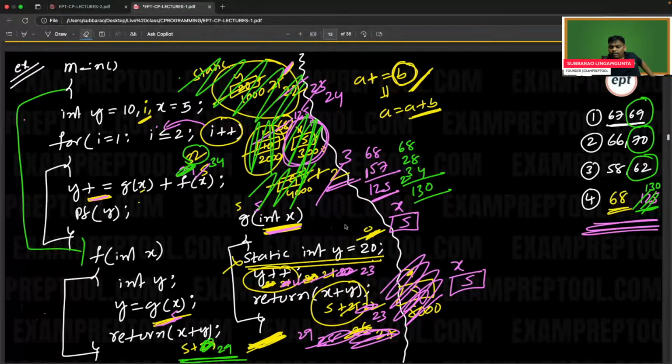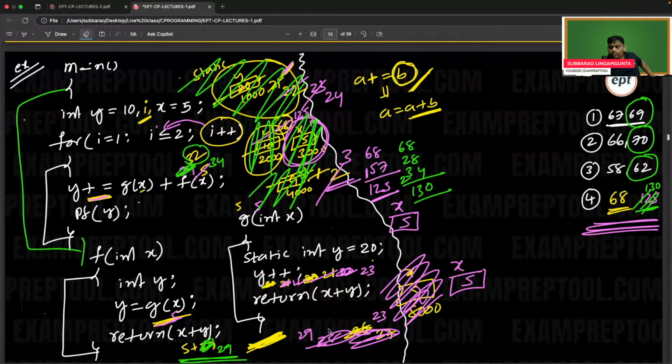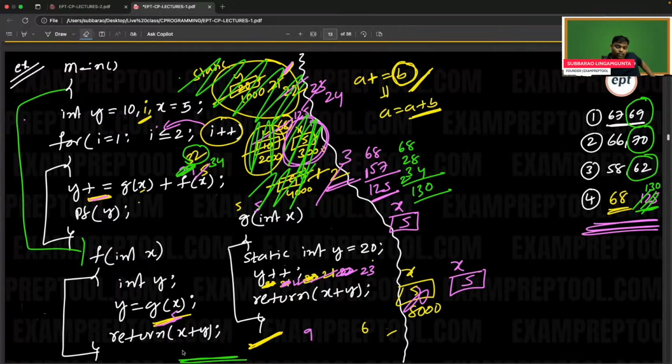Remember, any local variable will be available in the stack while that function is running. When that function is over, those local variables' memory is gone. While it is running, the local variable memory is in the stack. When it is over, the local variable memory is deallocated from the stack. I hope everyone got it.